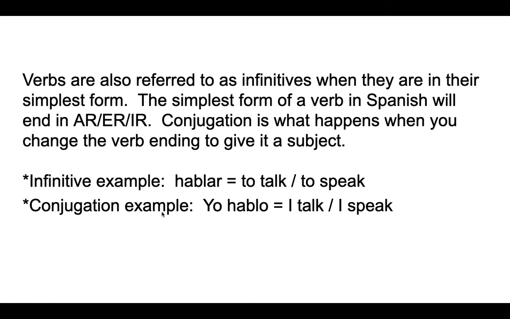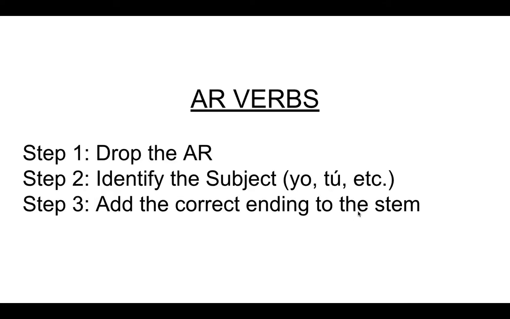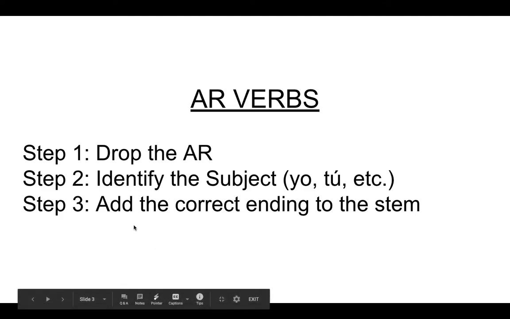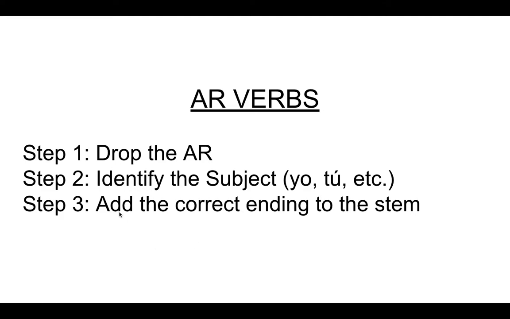So here is a conjugation example. Yo hablo. We've dropped the AR and added O to the end, and now we know who's talking. I talk or I speak. All right, so remember the steps. It's important that you do not skip those steps, okay? So when conjugating an AR verb, you would drop the AR from the end. Identify your subject, right? Maybe it's yo, maybe it's tú, okay? And third, add the correct ending to the stem, okay?